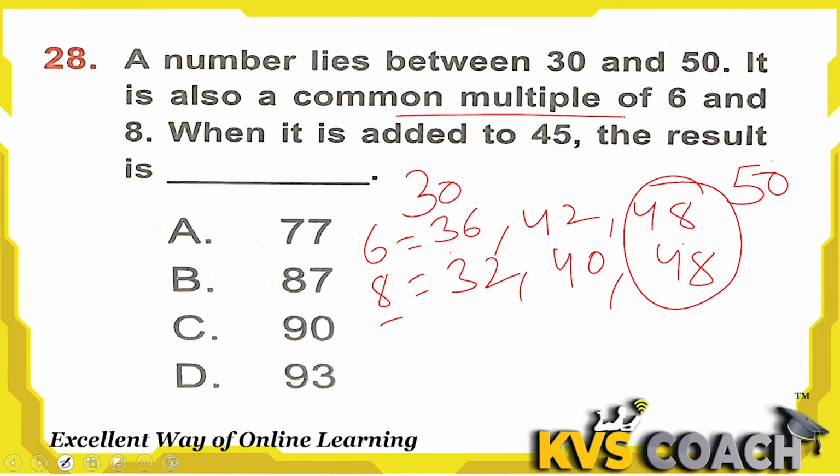So the common multiple of 6 and 8 is 48. When we add this multiple to 45, then what do we get? We get the result: 8 5 13, carrying 1, 93 is the right answer here.